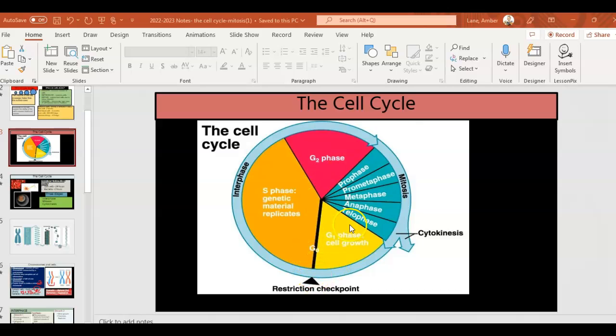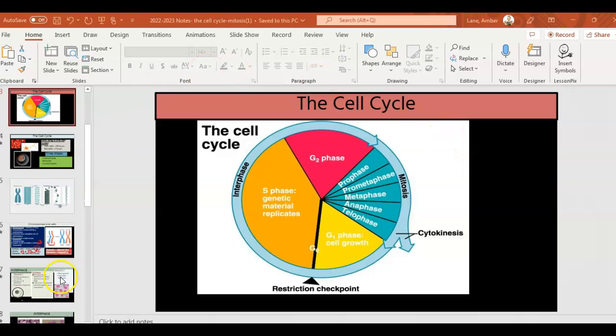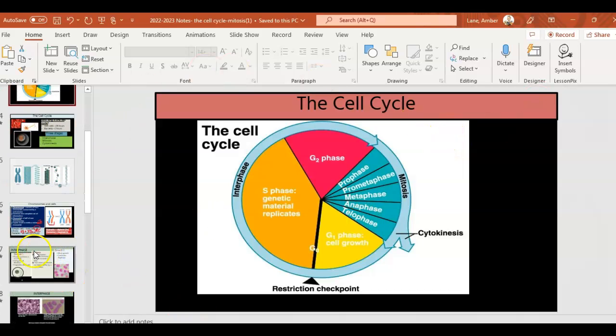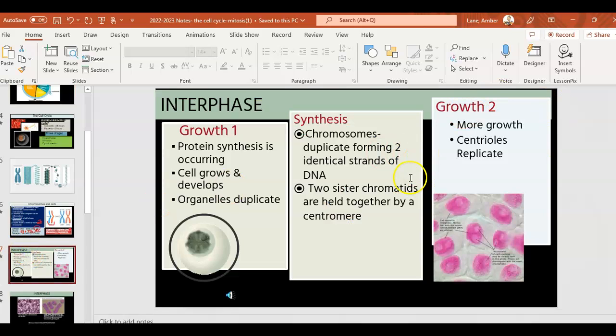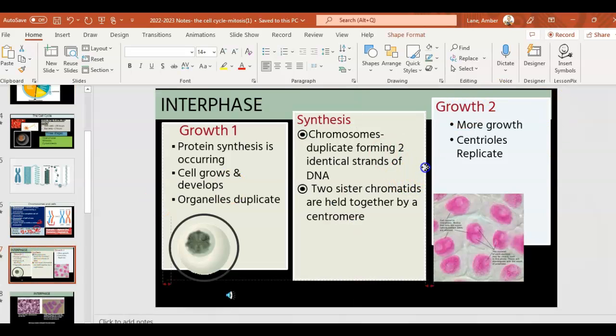G stands for gap or growth. Your book calls it gap. Other places will call it growth. So whatever you prefer is totally up to you. There are three phases in interphase: growth 1 or gap 1, synthesis, and growth 2.